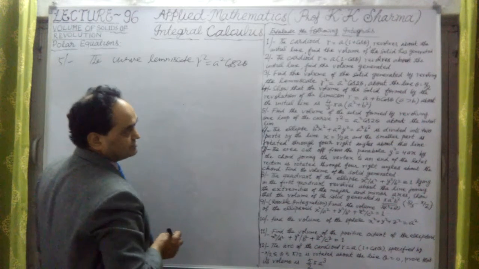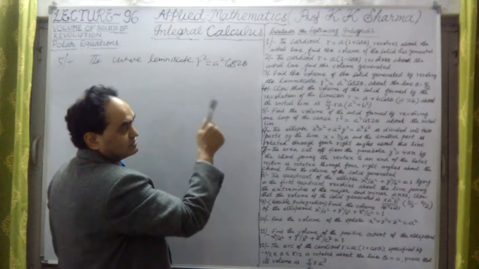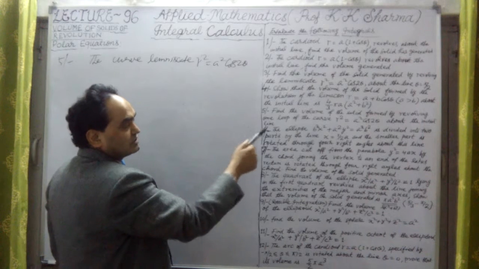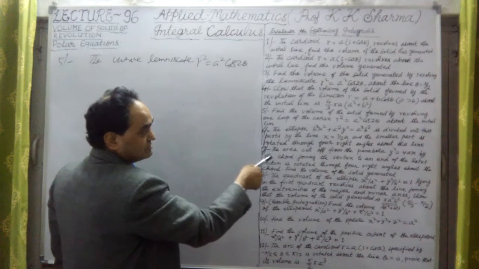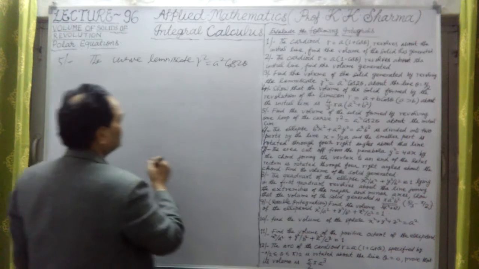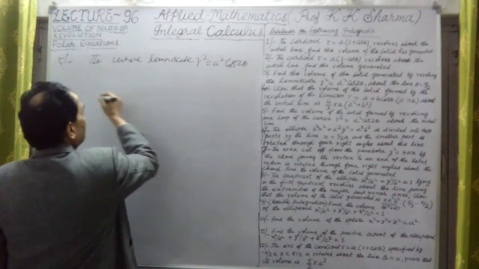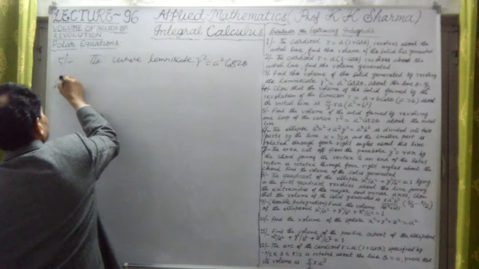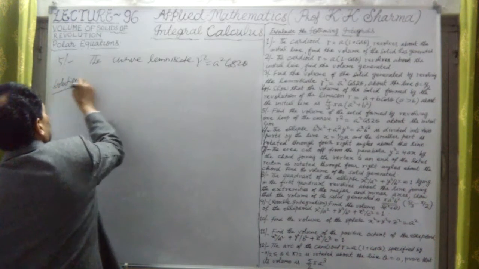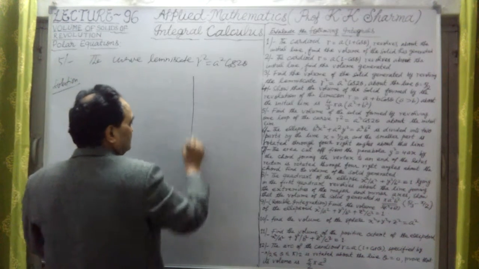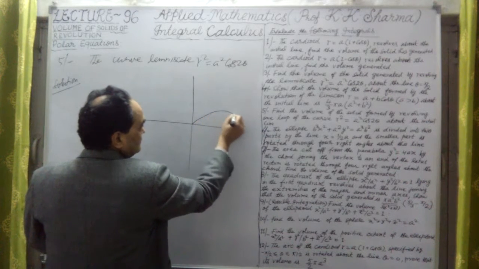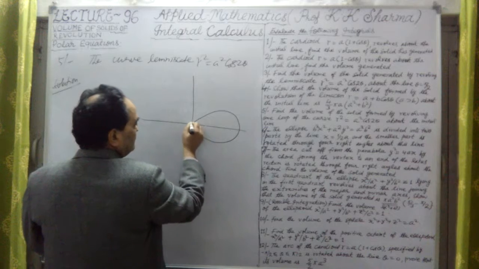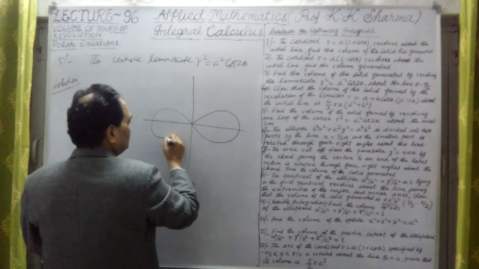Okay, so the difference is that there we were revolving the loops about the line at theta equal to pi by 2, but in this case it is about the initial line, that's the point. Okay, but the curve here, solution. Here this figure will be the geometrical figure. It's the same. This we draw, the loops are of this kind.